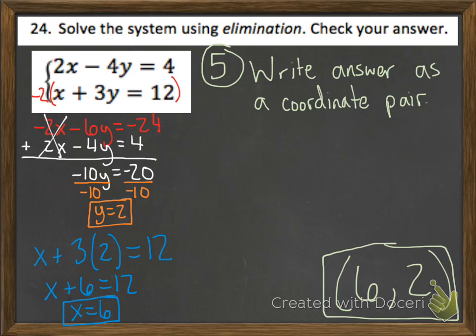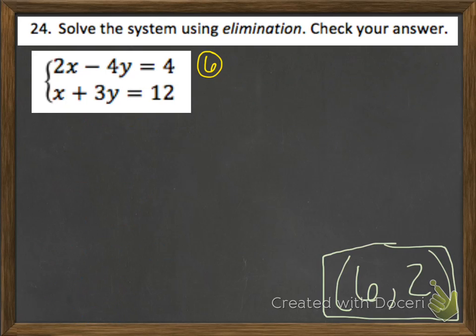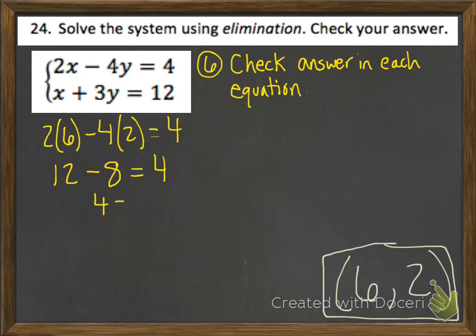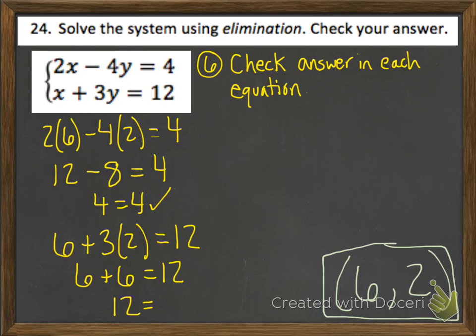Finally, the directions of the problem ask us to check our answer. So as I check, again, make sure that you plug this into both equations. So 2 times 6 minus 4 times 2 equals 4. That's 12 minus 8, so 4 equals 4. It checks out in the first equation. When I plug in 6 and 2 for the next one, I get 6 plus 6, or 12 equals 12. Again, that works out.